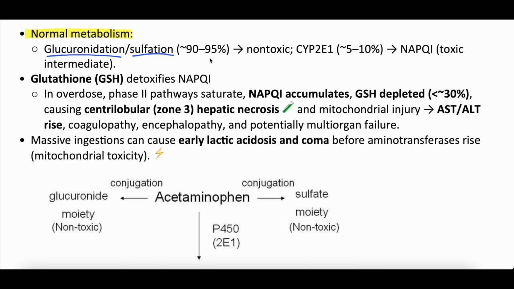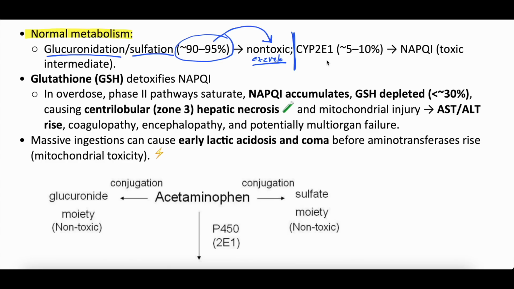And glucuronidation and sulfation are around 95% of all metabolism for acetaminophen. So the vast majority of the acetaminophen is metabolized using glucuronidation or sulfation. And when it's metabolized this way, it creates a non-toxic metabolite. And this non-toxic metabolite you just excrete out, you just get rid of it, no issue at all. The challenge with toxicity is that a smaller amount of acetaminophen is not metabolized through this glucuronidation and sulfation.